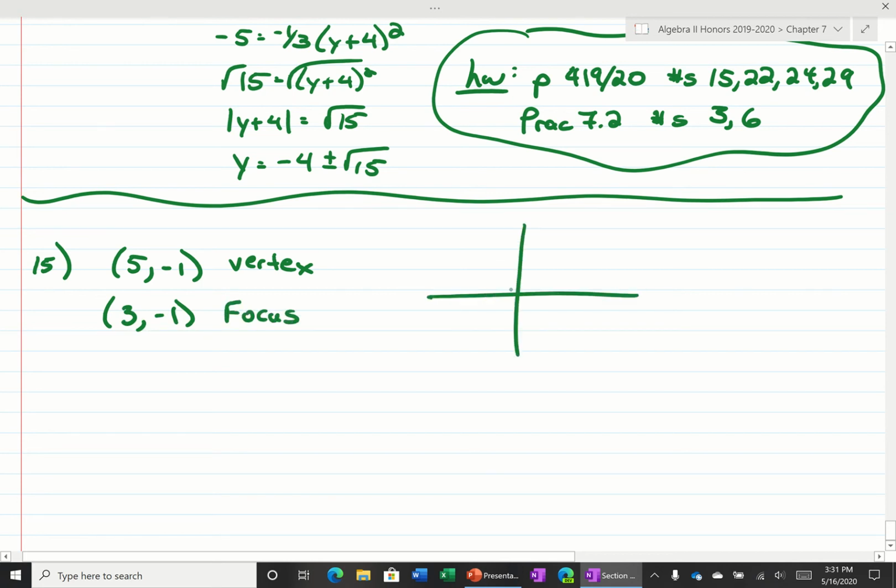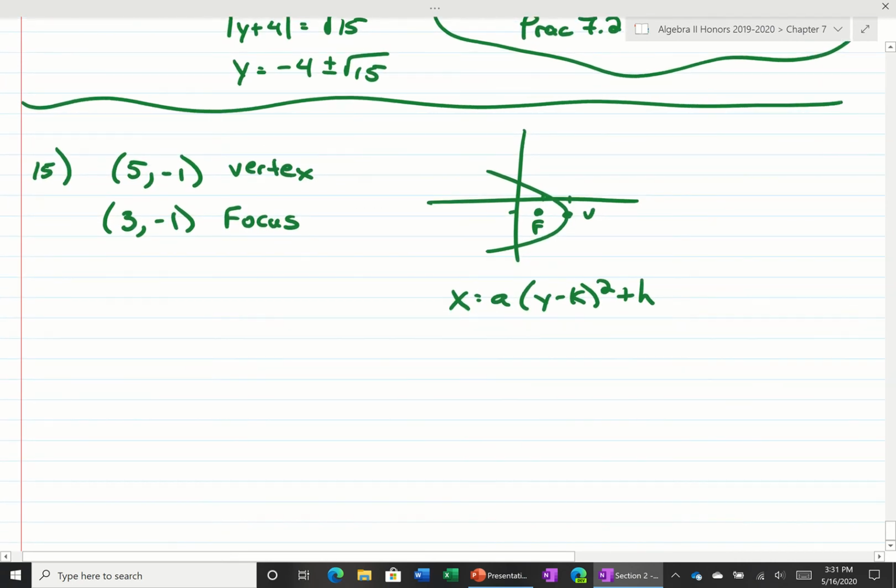So just drawing it so we have an idea what we're looking at. 5, -1 is maybe over here, and our focus is 3, -1. So the parabola is going to look something like that, which means our equation for it is going to look something like this. And let's get to work.